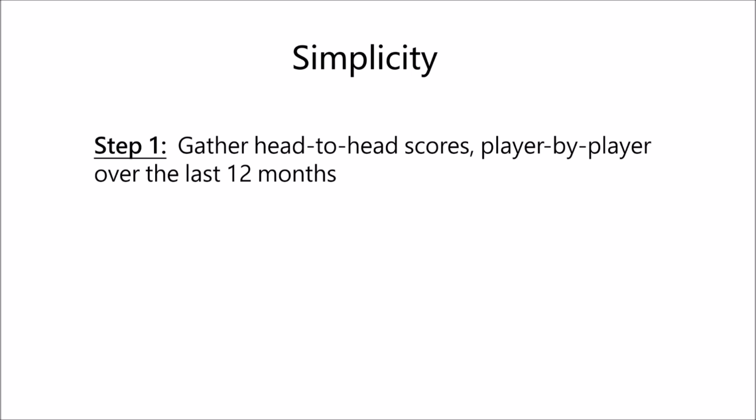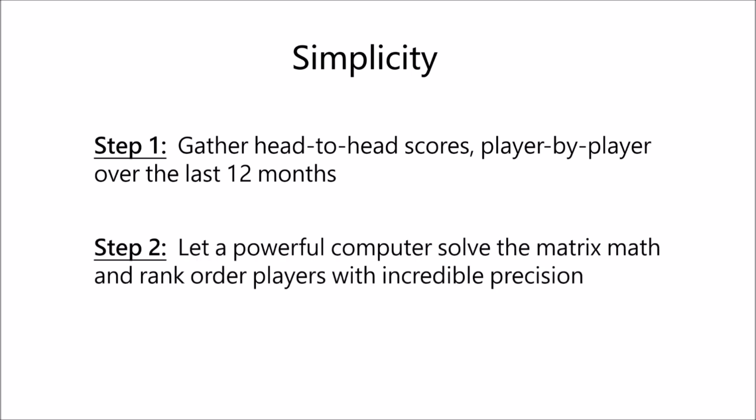Let's start with the first principle, simplicity. The TUGR methodology only has 2 steps. First, gather head-to-head scores, player by player, over the last 12 months. Second, let a powerful computer solve the matrix math and rank order players with incredible precision.